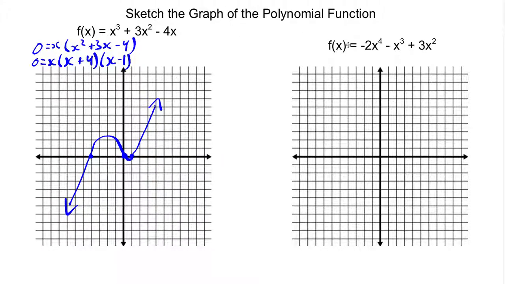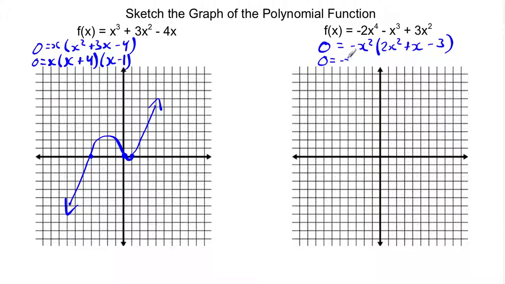Over here for the second problem, notice we have this negative. When I factor out to find the x-intercepts, what I'm going to do is factor out a negative x squared. So that's the greatest common factor. I'm going to factor out that negative x squared. So now I'm left with 2x squared plus x minus 3. And so now I have to factor this.